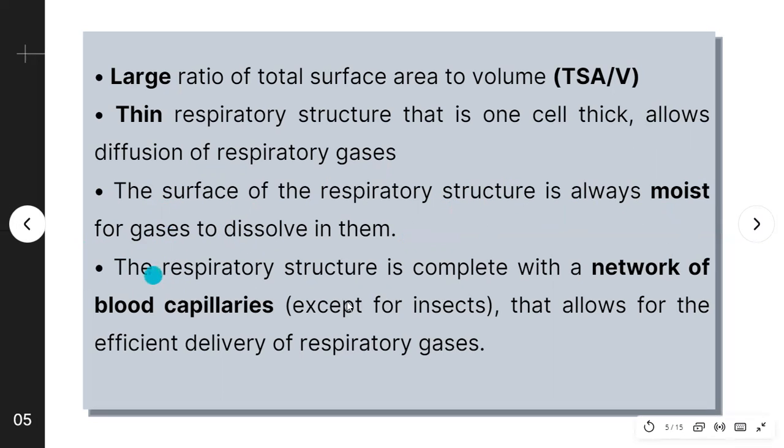And lastly, the respiratory structure is complete with a network of blood capillaries, except for insects. But in most mammals, or even in humans, inside our lungs we have alveoli that are always surrounded by a network of blood capillaries. This allows for the efficient delivery of the respiratory gases.